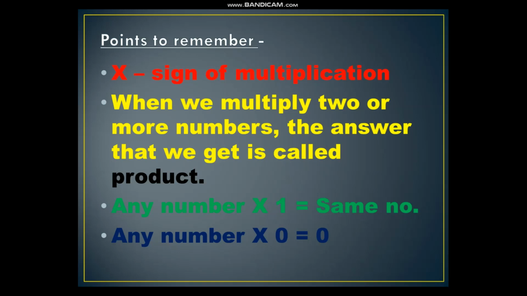And any number that we multiply by 1, we are going to get the same number. For example, 12 into 1 is 12. 46 into 1 is 46. 800 multiplied by 1 is 800. Okay, so any number which is multiplied by 1 and the product that we get is the same number. And if we multiply any number by 0, we get 0 as the product.